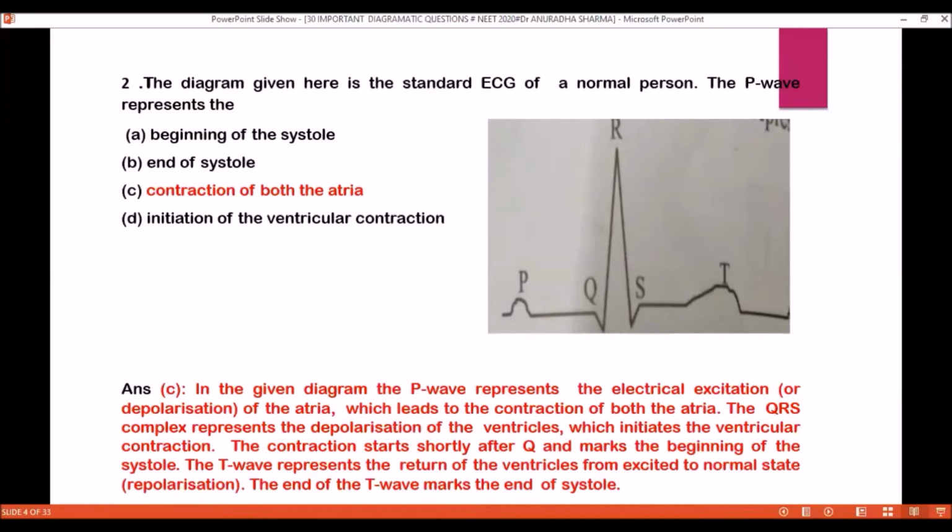The T wave represents the return of the ventricles to the normal state, and the end of the T wave marks the end of the systole. So systole was the phase of contraction and diastole was the phase of relaxation. So the P wave represents the contraction of both the atria. Option C is correct.